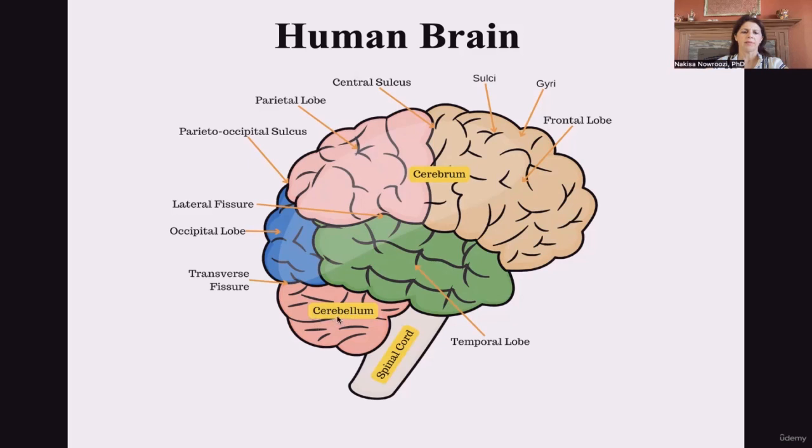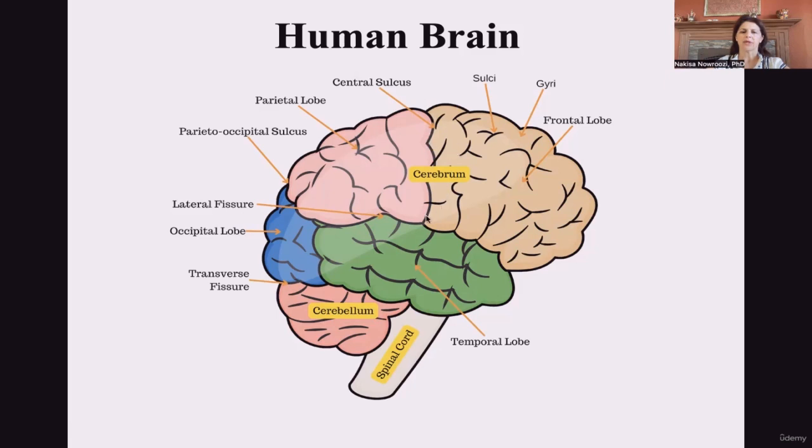This is cerebellum. Between cerebellum and cerebrum, you have these fissures, these deep grooves. They have different names. For example, this one between cerebrum and cerebellum is called transverse fissure. Between temporal lobe and parietal frontal lobe, this fissure, this deep groove, is called lateral fissure.